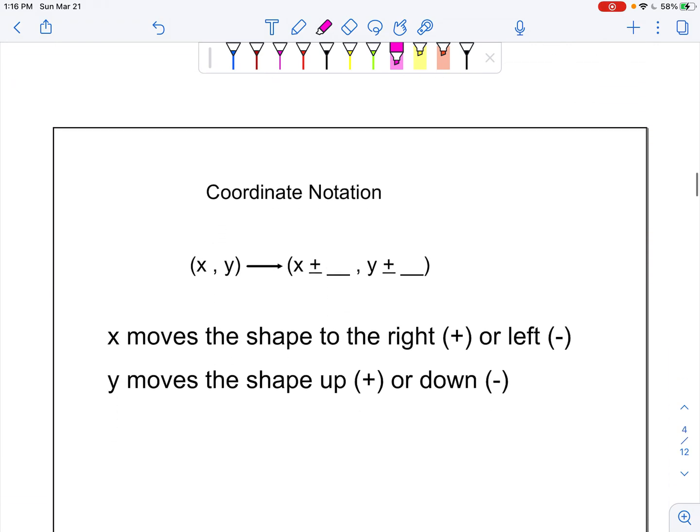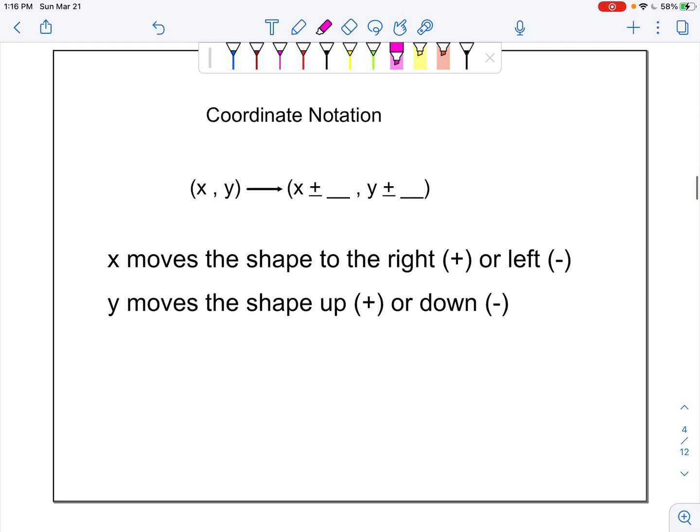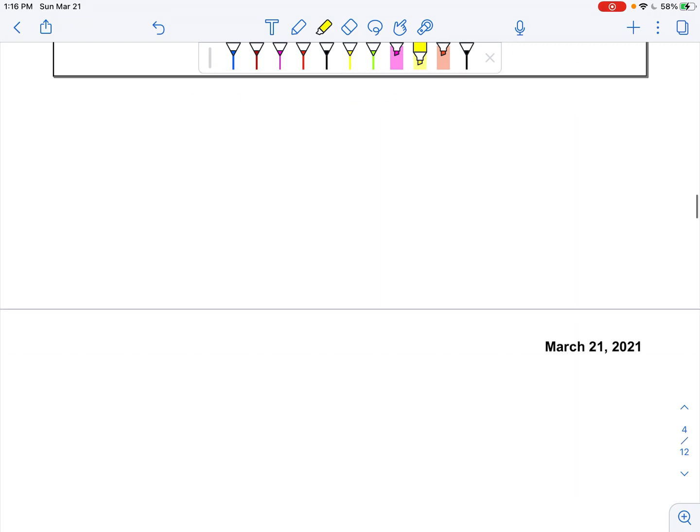When you do a translation, you use what's called a coordinate notation, and it's really a set of directions to a new place on the coordinate plane. So it's going to tell you what's happening to your x. If you're adding to your x, you're going to be moving right. If you're subtracting to your x, you're going to be moving left. And then it's also going to tell you what's happening to your y. If you're adding, your shape will be moving up. If you subtract, it will be moving down. So the coordinate notation is just a set of directions.